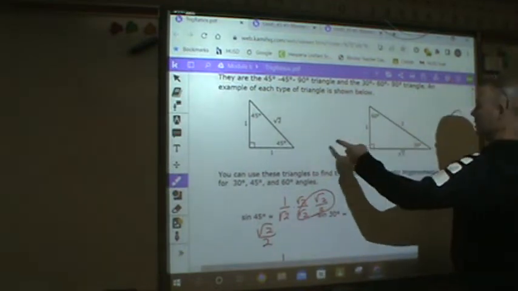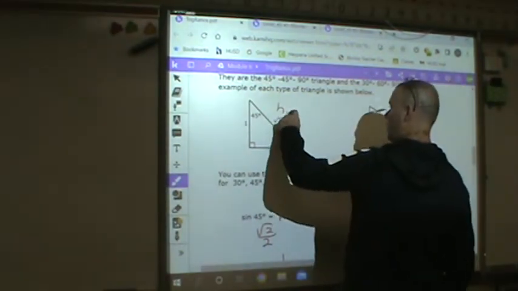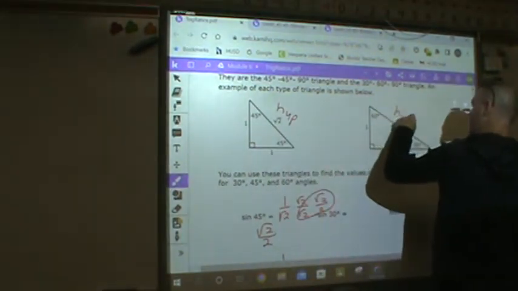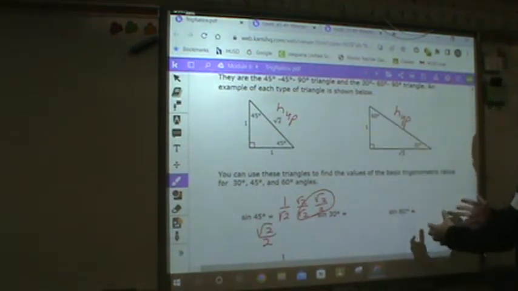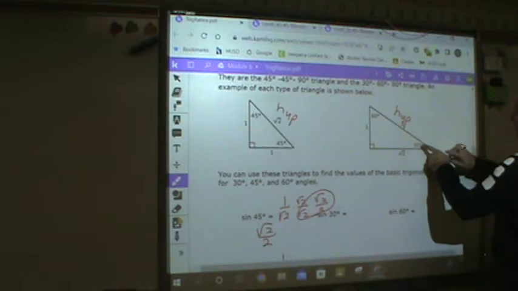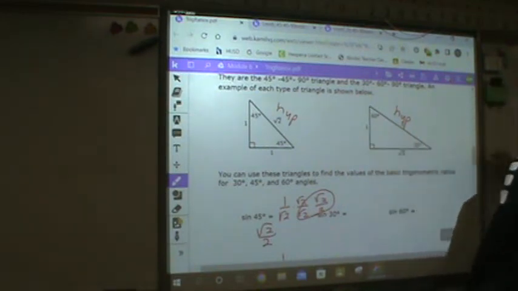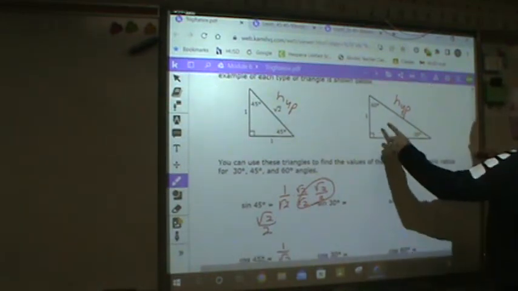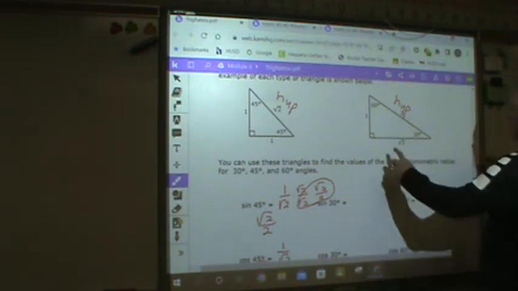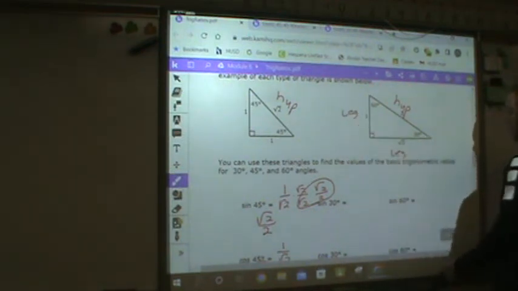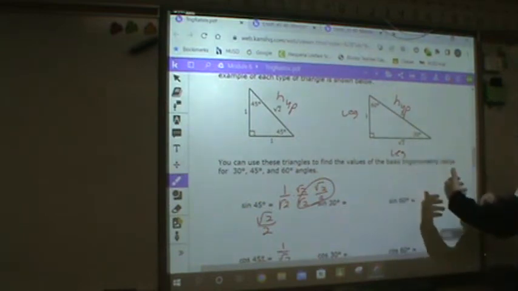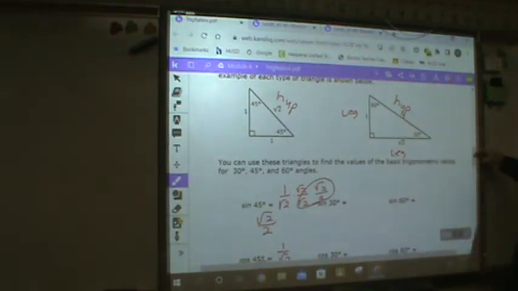Well, again, maybe it's good to label all of your stuff. HYP, HYP. In this particular case, it depends on where I start. The sine of 30, if 30 is here, then 1 is the opposite leg. Okay? So I'm not going to label it opposite. I'm just going to label it leg for right now, because I have to do the sine of 60, and that opposite and adjacent thing could change.